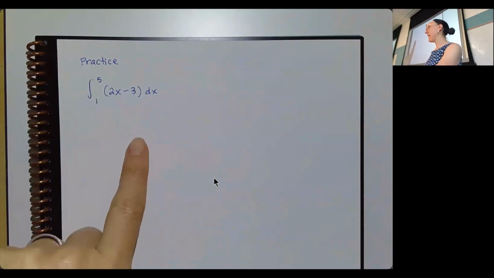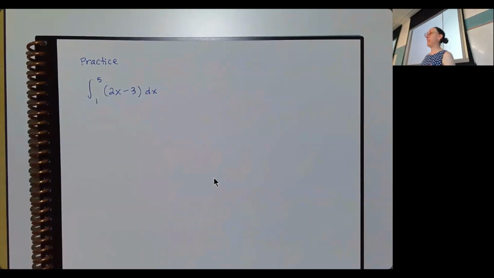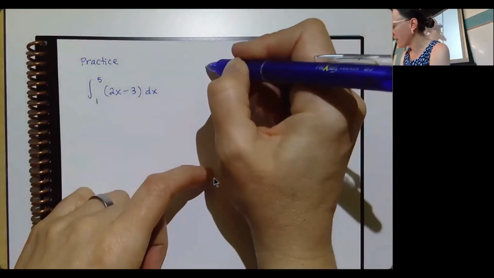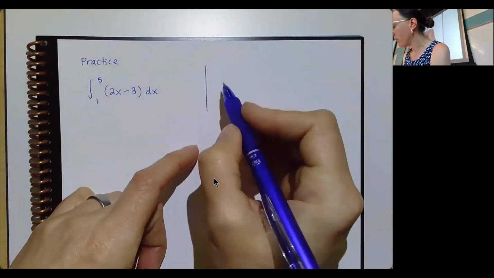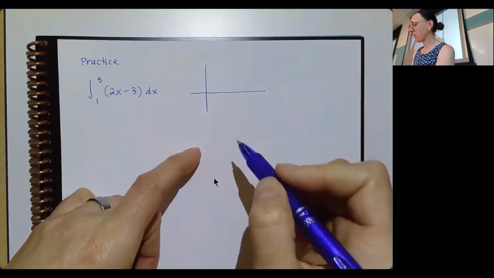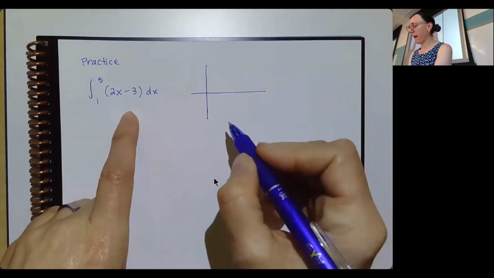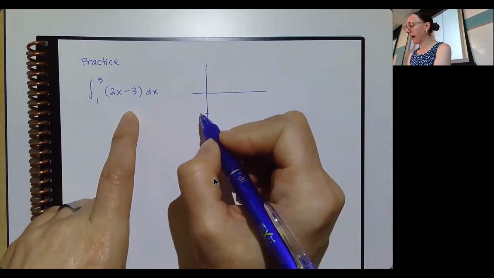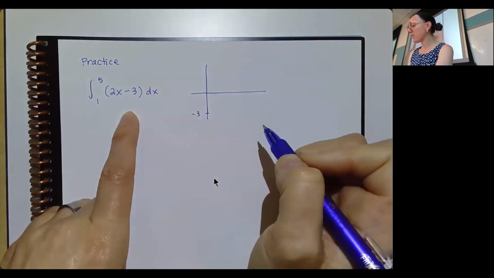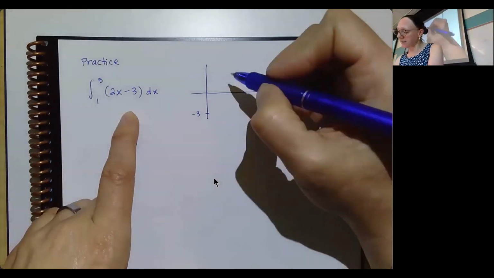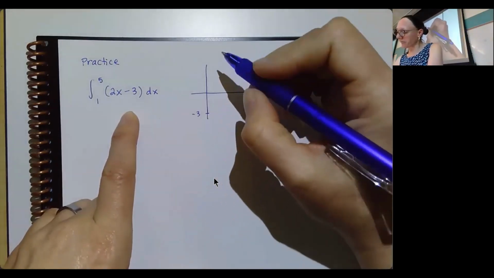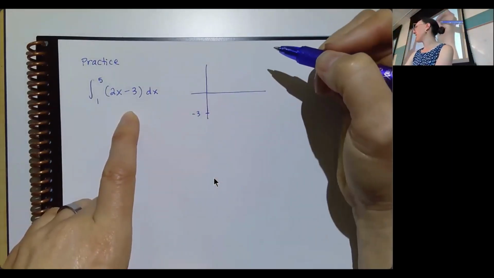First of all, this definite integral represents something. One thing that we could say it represents is, if I had the function y equals 2x minus 3, the y-intercept would be down here at -3, slope of positive 2.